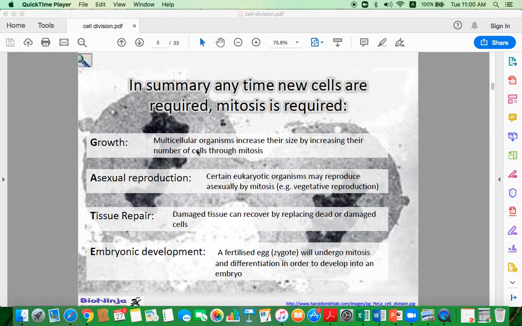Growth: multicellular organisms increase their size by increasing their number of cells. Asexual reproduction: certain eukaryotic organisms may reproduce asexually by mitosis. Tissue repair: damaged tissue can recover by replacing dead or damaged cells. And embryonic development: a fertilized egg, the zygote, will undergo mitosis and differentiation in order to develop into an embryo.